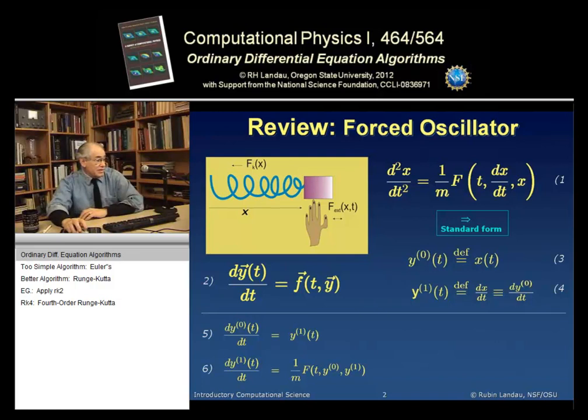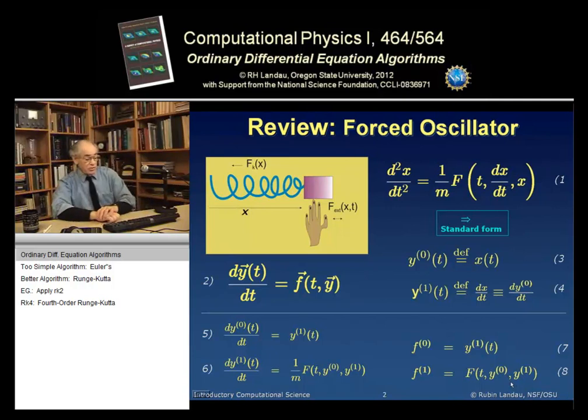So we have simultaneous equations. We have the derivative of position is just what we call velocity, y1. The derivative of velocity is just acceleration, and that's what we have in equation 1. So we just repeat the right-hand side is 1 over m times the force. So in the standard form, we now have the force function f we need in equations 7 and 8. Its first component, its zeroth component is y1, and its 1 component is the force. So that's a review. That's the equations we want to solve.